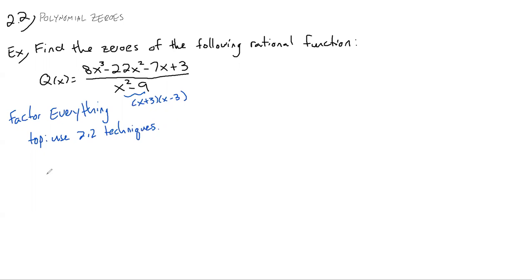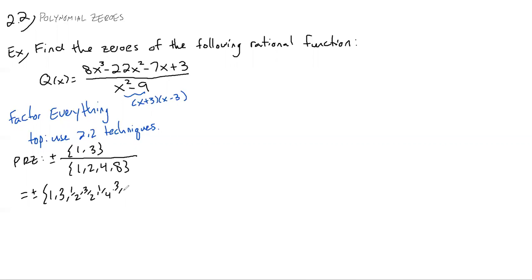So I will start by listing out my potential rational zeros. That will be plus or minus the factors of the constant, which are 1 and 3, divided by the factors of the lead coefficient, 1, 2, 4, and 8. It'll be a decent list, but not too bad. So I'll have 1 and 3, a half and 3 halves, a quarter, 3 quarters, an eighth, and 3/8, and plug them in till I find something.